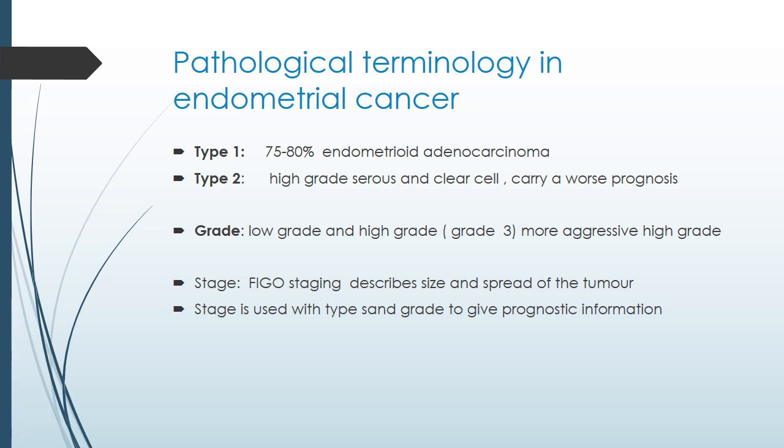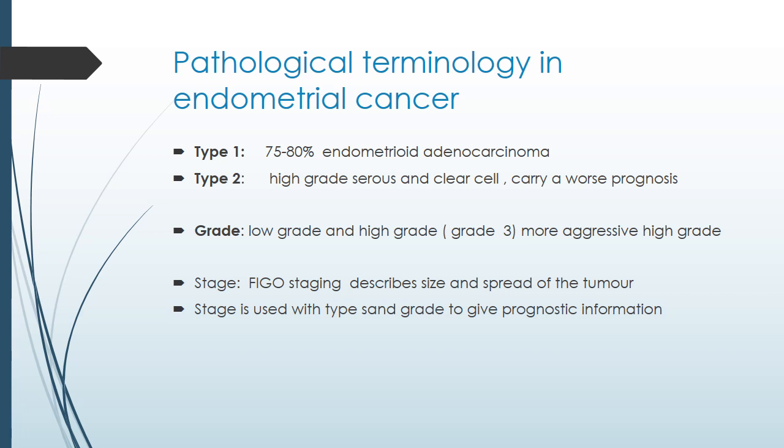And then endometrial carcinomas are also graded, 1 to 3, with 3 being high grade. These are mostly abnormal cells: well differentiated, moderately differentiated, and poorly differentiated. Then FIGO staging is used for spread and size of the tumor. Stage is used with type and grade to give prognostic information.